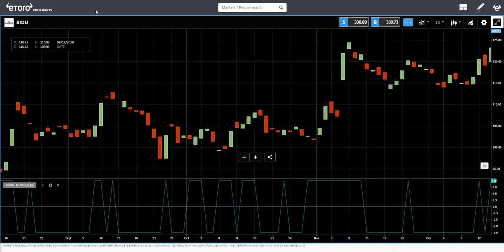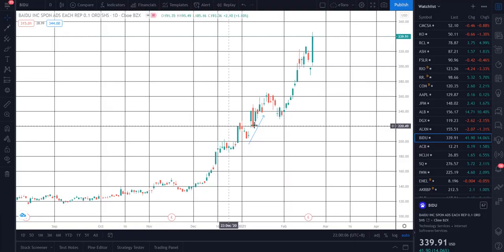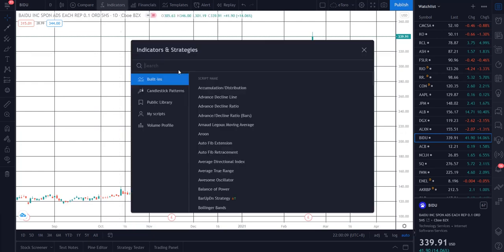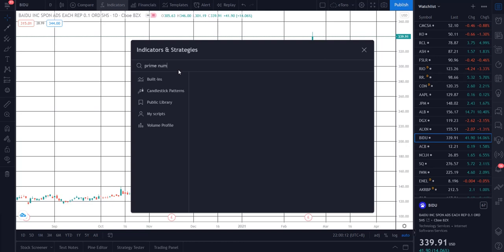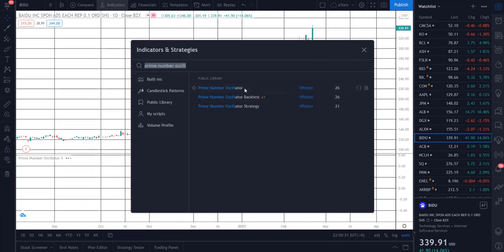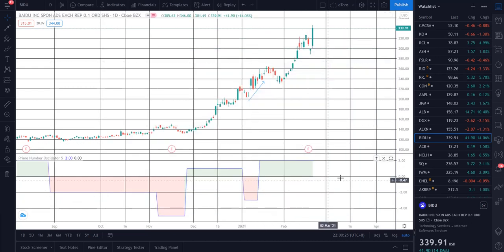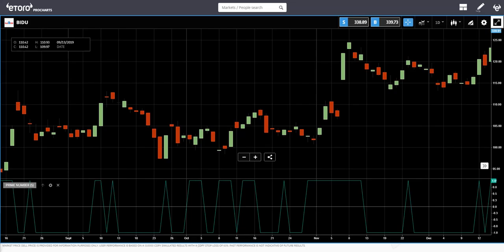For example, if you go to TradingView and add the prime number oscillator to your chart, you can see that you can find different numbers here as well. Anyway, whatever platform you use, the signals are pretty similar.